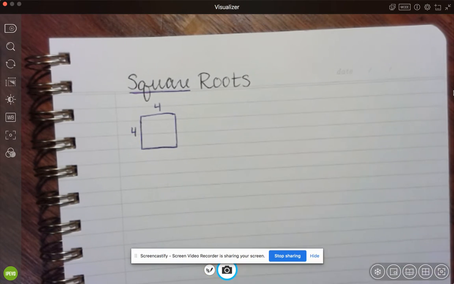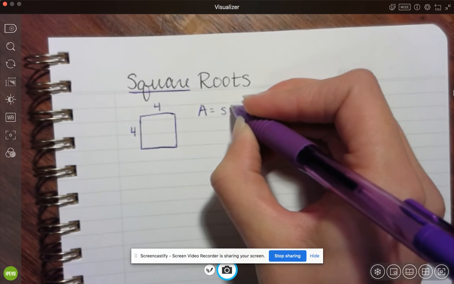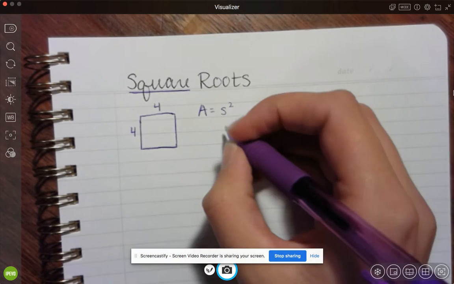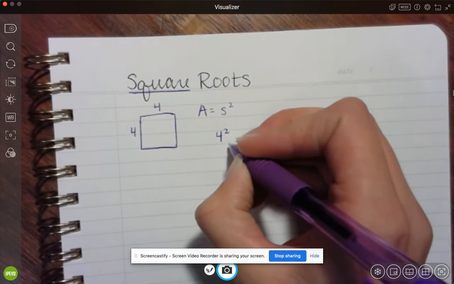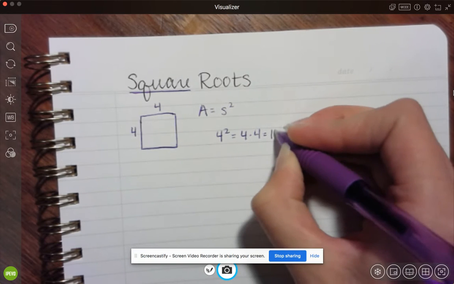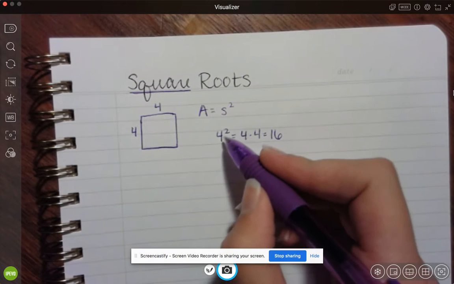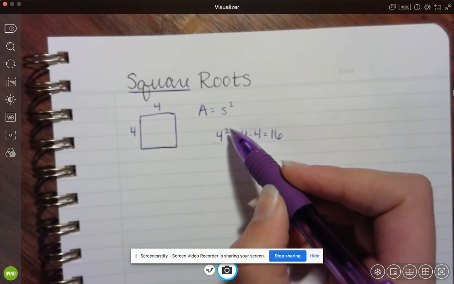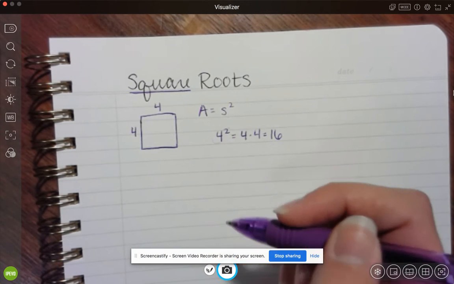Well, area is the side length squared. So here our sides are 4, so 4 squared would be my area. Well, 4 squared is 4 times 4, which is 16. Right? So the reason we say 4 squared is because what we're doing when we take the square of a number is exactly what we do when we find an area with side lengths of that number.